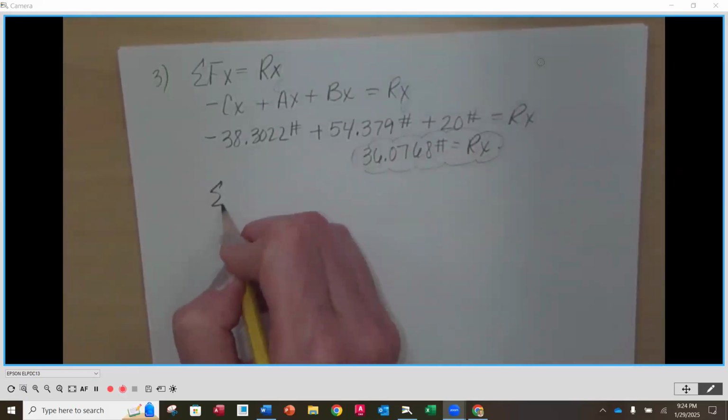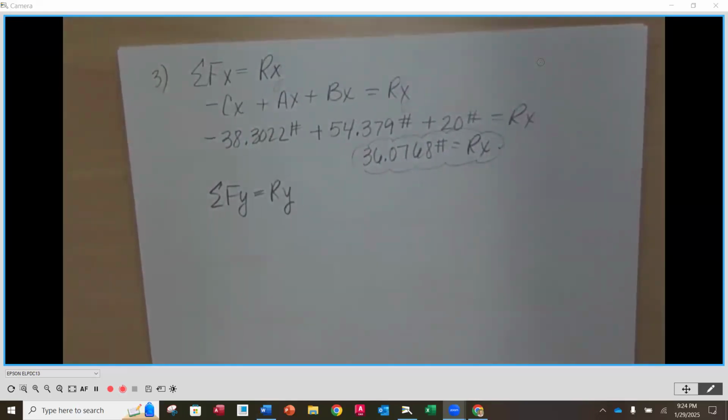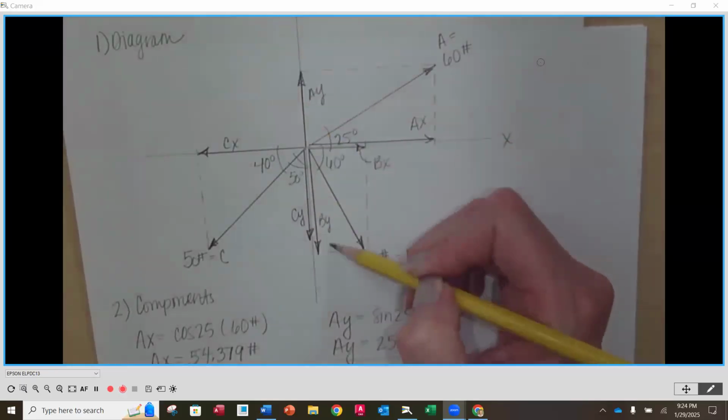Now we're going to do the same thing in the Y direction. So sum our forces in the Y direction are going to be equal to our resultant Y. So now we're going to focus just here.